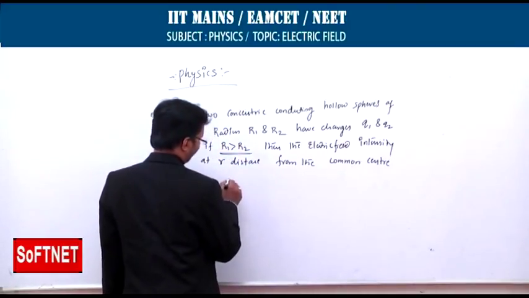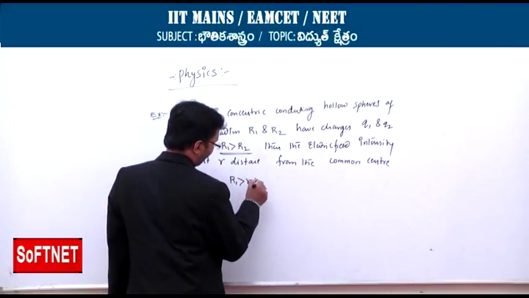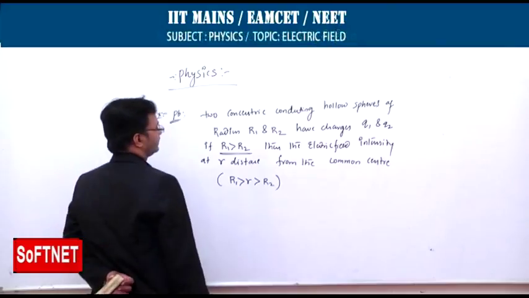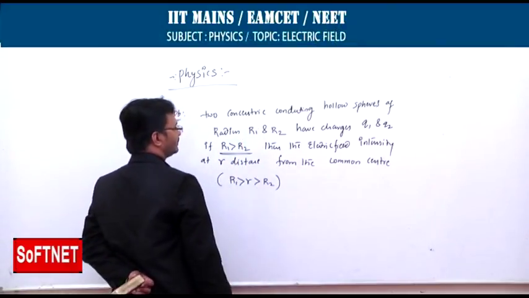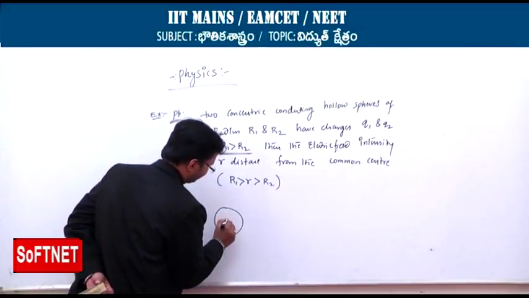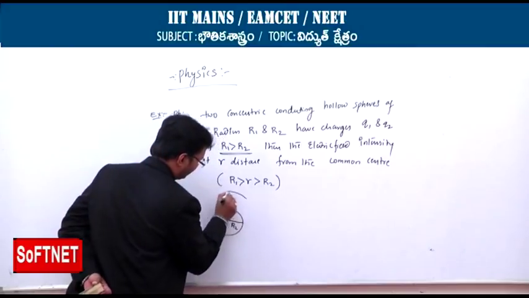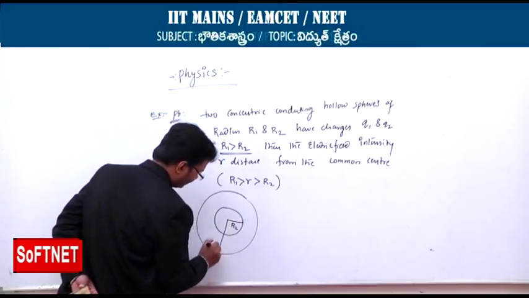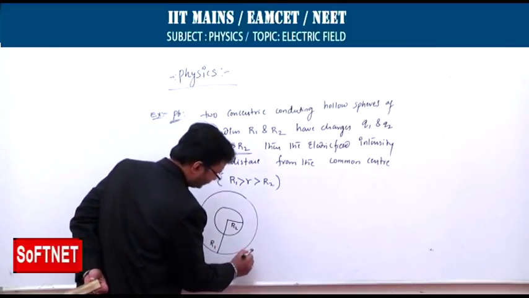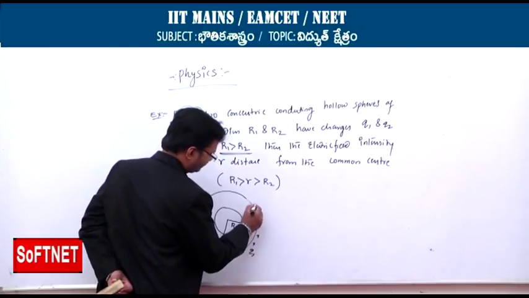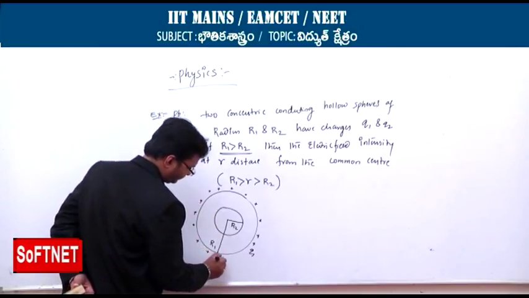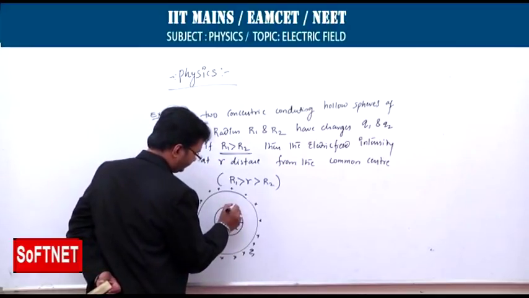Again, the case is given with smaller R2. So two concentric conducting hollow spheres of radius R1 and R2 have charges Q1 and Q2. This is one sphere whose radius is R2, and this is the other sphere whose radius is R1. Now this one is given Q1 charge, and this one is given Q2 charge.